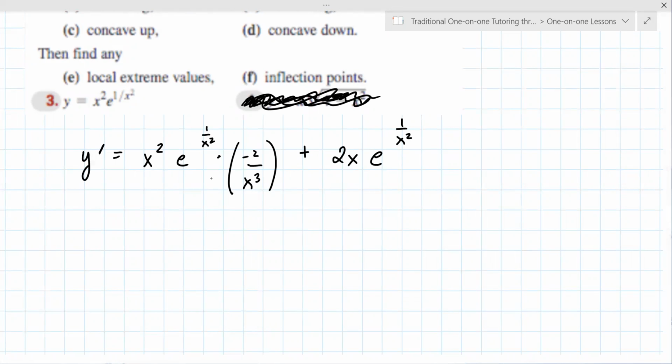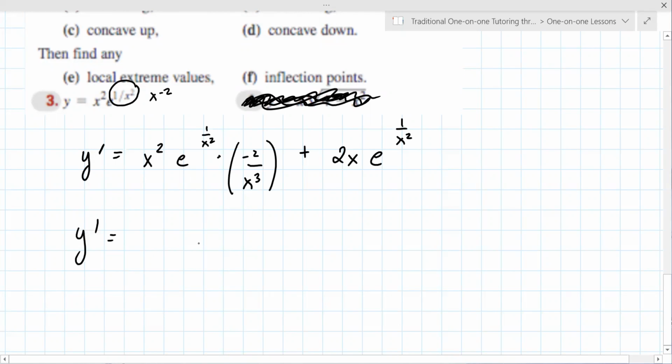Is the -2 over x cubed, where does that come from? That comes from the chain rule, because that's really x to the -2 power. The -2 comes out in front, and the -3 power goes down in the bottom there. So you get some cancellations here. So y prime is -2 e to the 1 over x squared over x plus 2x e to the 1 over x squared. Now we are going to take a second derivative.